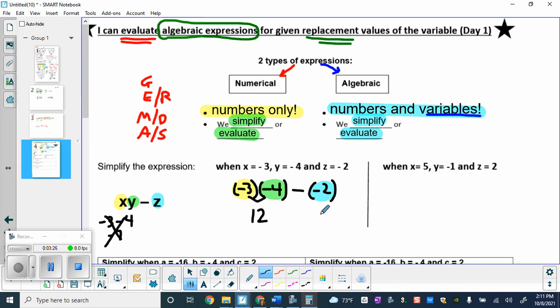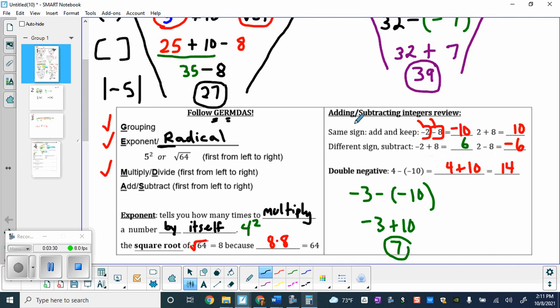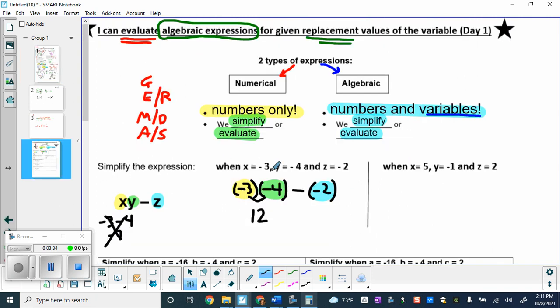Now we already reviewed, and I can go back to it so that you guys can remember, we reviewed here what to do if you see a double negative. It turns into addition. So right here, this double negative is going to turn into a +2, which gives us a 14 overall for this final answer. So the first thing I wanted to show you guys was that anytime you plug in a number, you need parentheses. And if you're subtracting something that's negative, it will turn into addition.